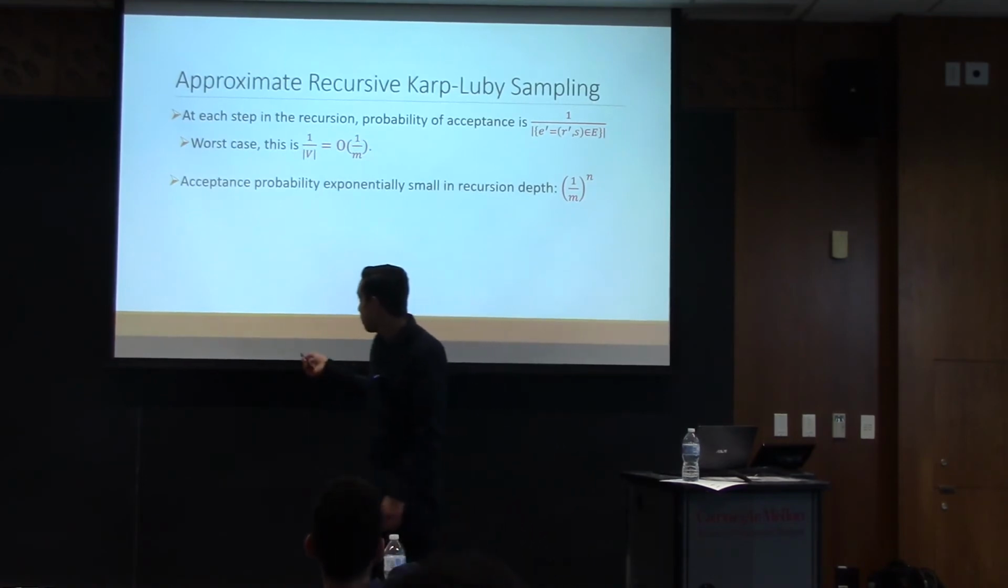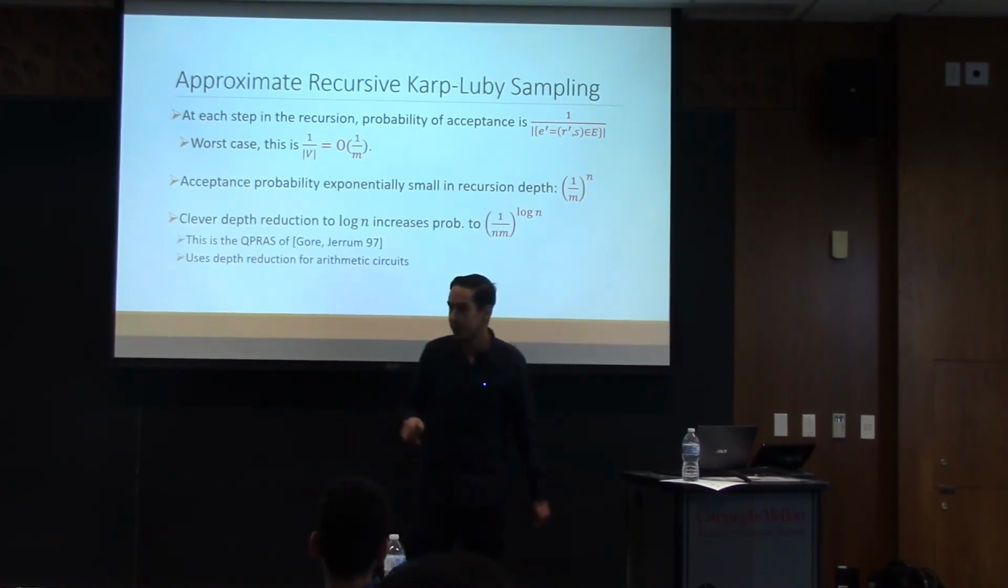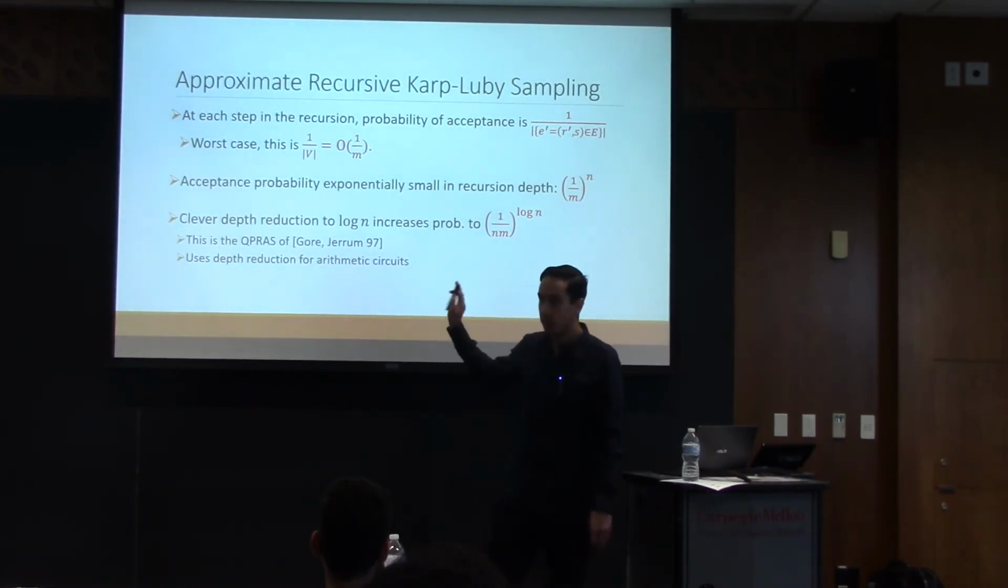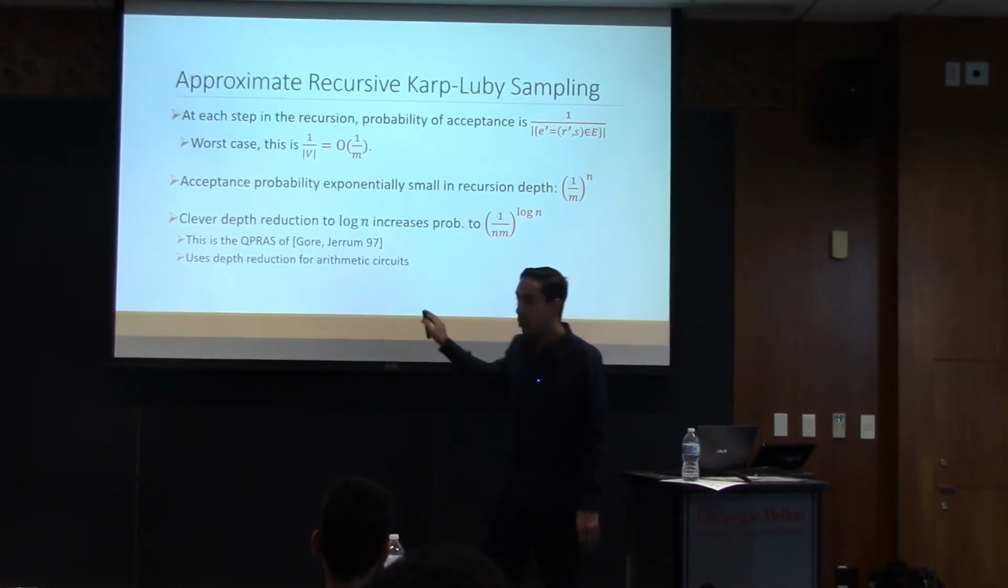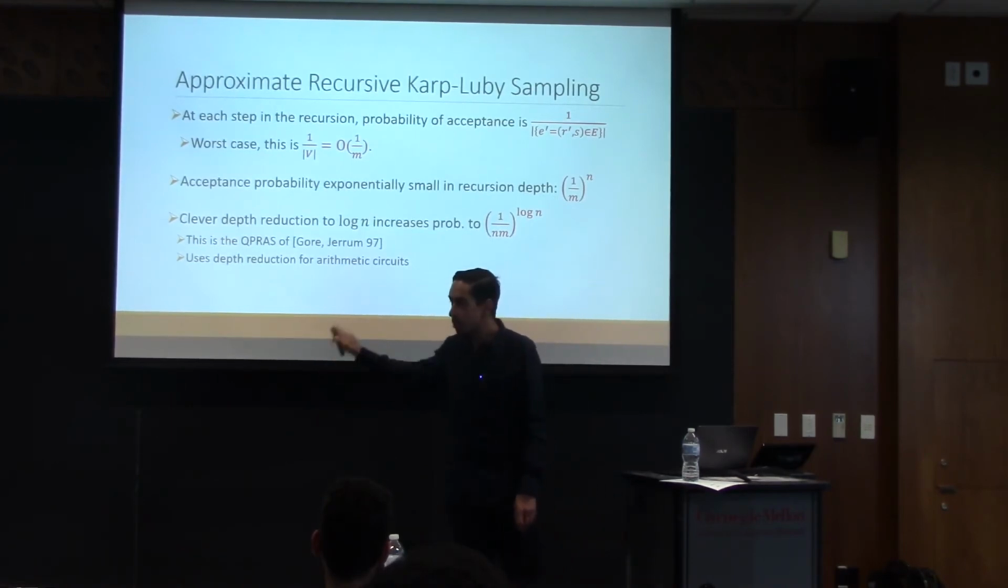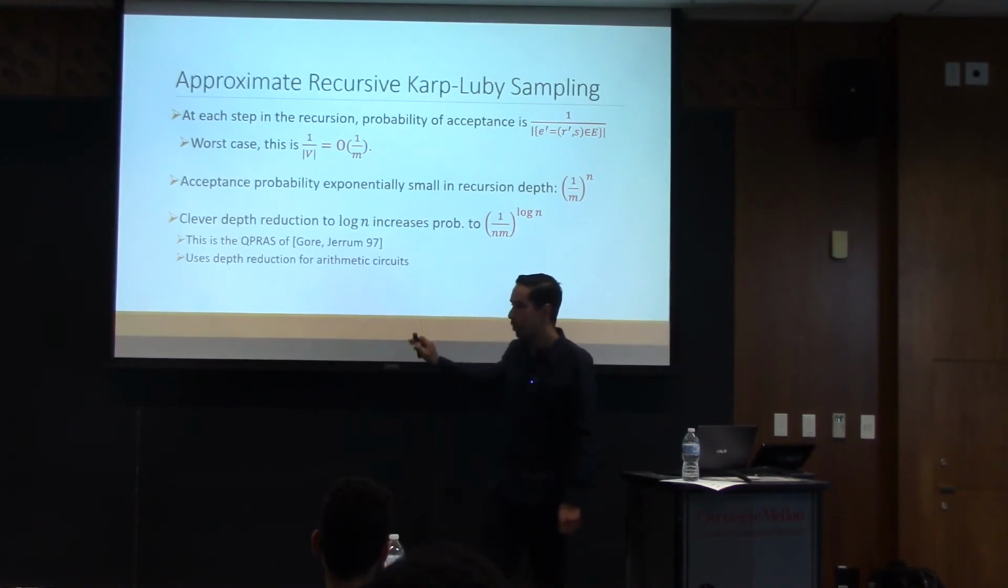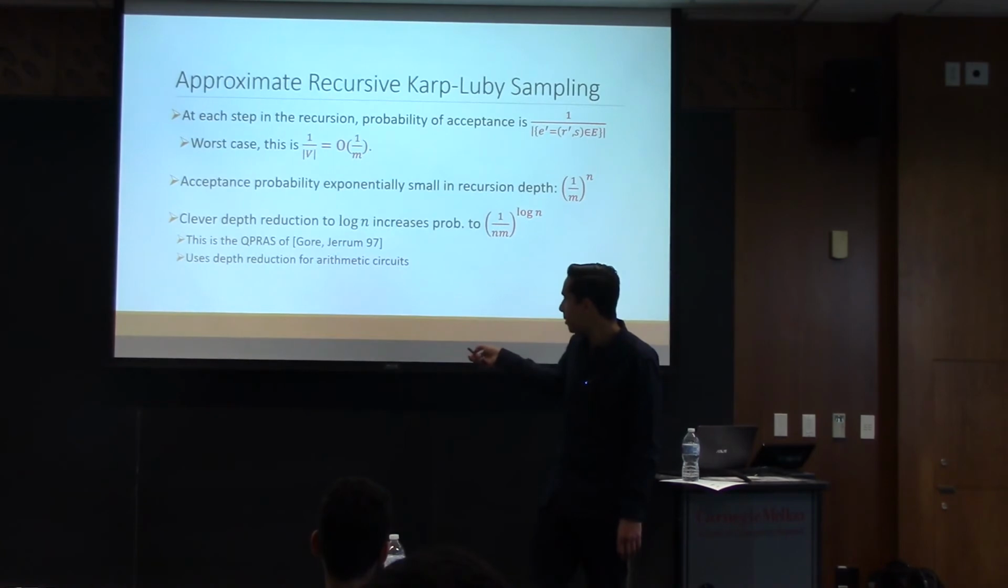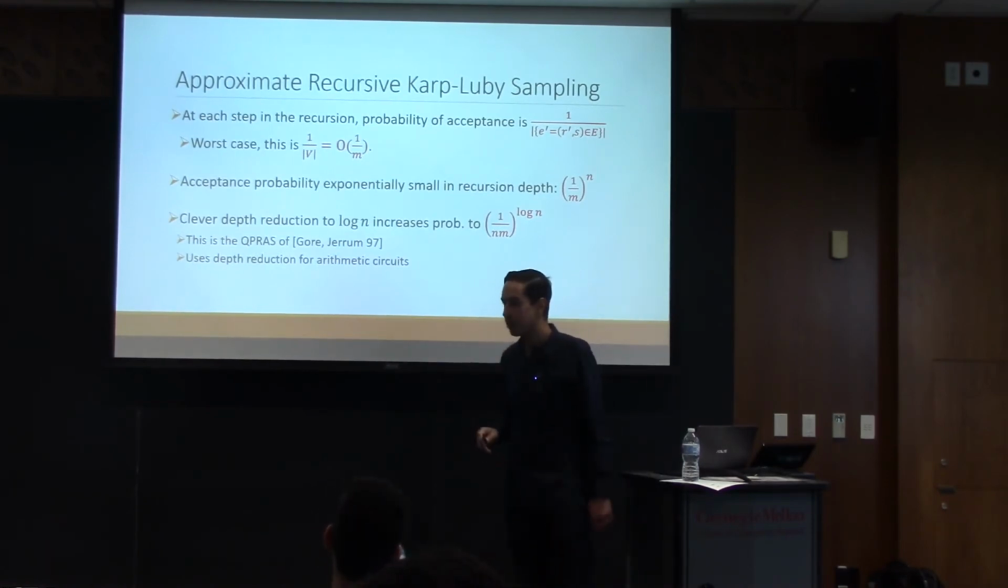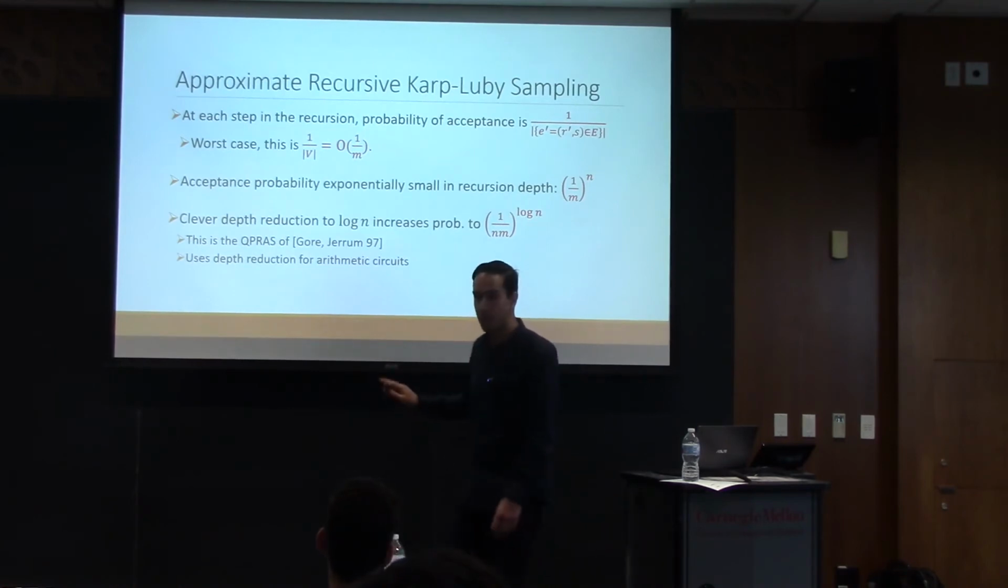The reason I brought this up is because, using some very nice, clever depth reduction techniques, Gore and Jayaram used this as the sampling algorithm, along with one step of depth reduction, to get a quasi-polynomial time algorithm. So all they did is Karp-Luby sampling, but they did something clever to reduce the depth to log n, and then you get a quasi-polynomial time algorithm. I won't say anything more about that, but the quick teaser is the main technique they used was this classic depth reduction result for arithmetic circuits. They translated the problem into a problem about polynomials, but I won't say any more about that.